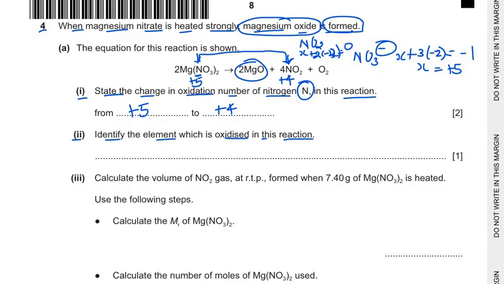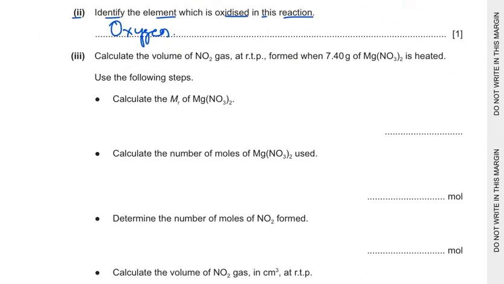Now if we check that, magnesium is plus 2 on the reactant side and plus 2 on the product side. So what is left over? What is left over here is oxygen, where oxygen is minus 2 with the nitrate, but in elemental form it is 0. So the oxidation number of oxygen has increased from minus 2 to 0. So oxygen has been oxidized. So we can write oxygen is the element which is oxidized in this reaction. Now let's go ahead with the next part, calculation.